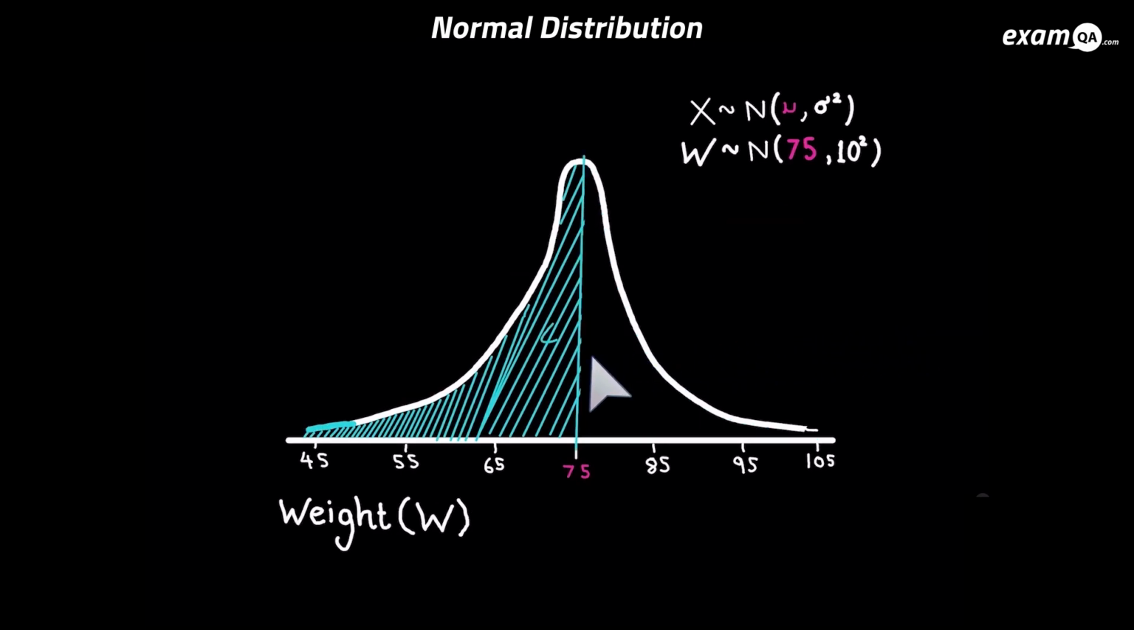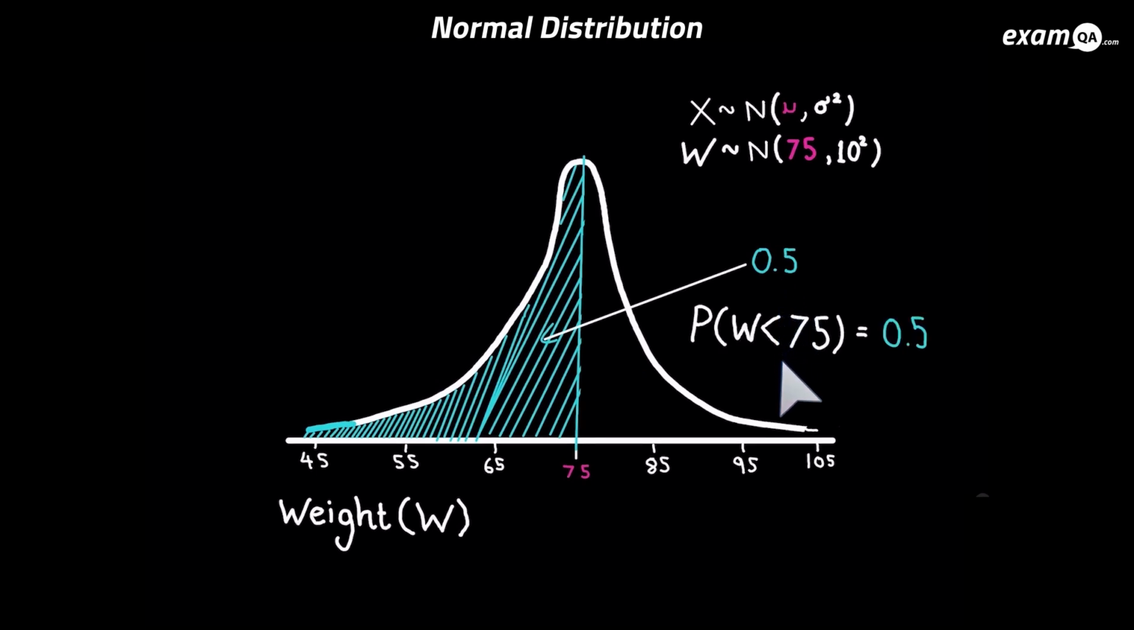Okay, so here I've shaded some area. I want you to try to guess what this area would be. Okay, so all of the area underneath the curve adds up to 1. And you can see this is half of that area. So hopefully you said 0.5. And this can be represented like this. The probability of W being less than 75, the probability of having a weight less than 75, is 0.5. And that's because 75 is in the middle.